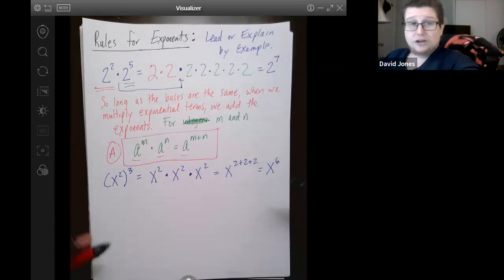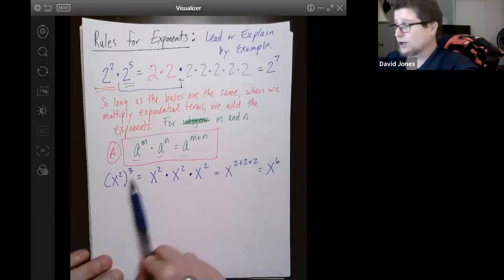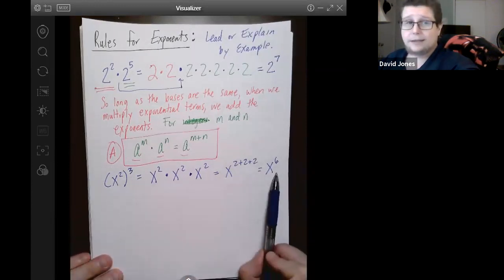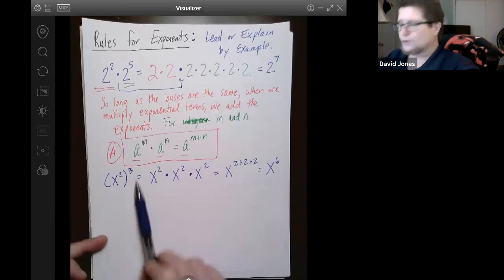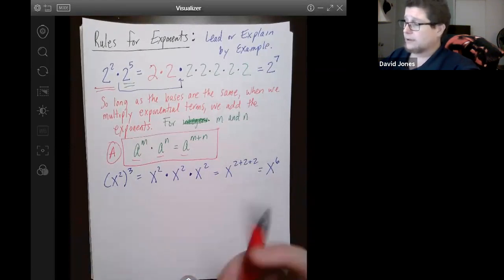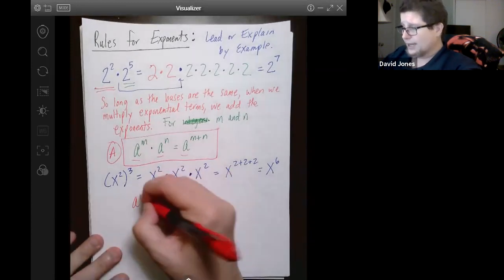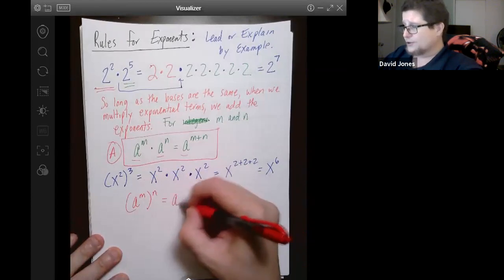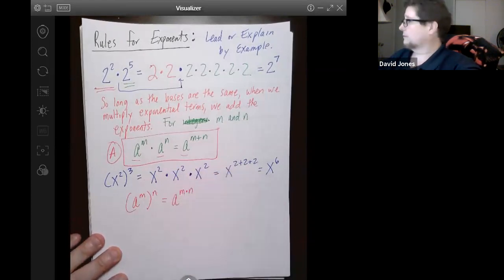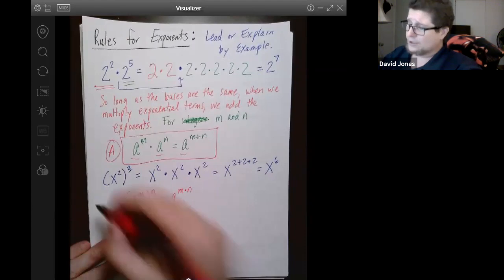Is there any relationship between the exponents we started with and the exponent we end with? Yes. When we have one exponent and we raise it to another exponent's power, we multiply them. A to the mth power raised to the nth power is a to the m times n power. That's rule B.